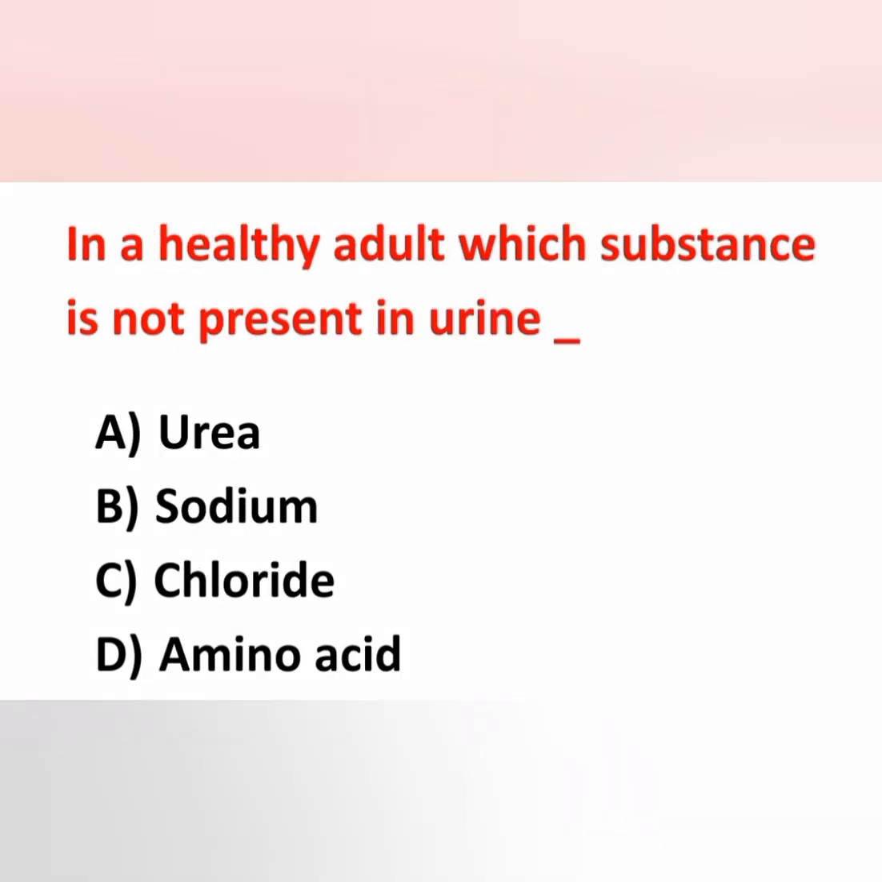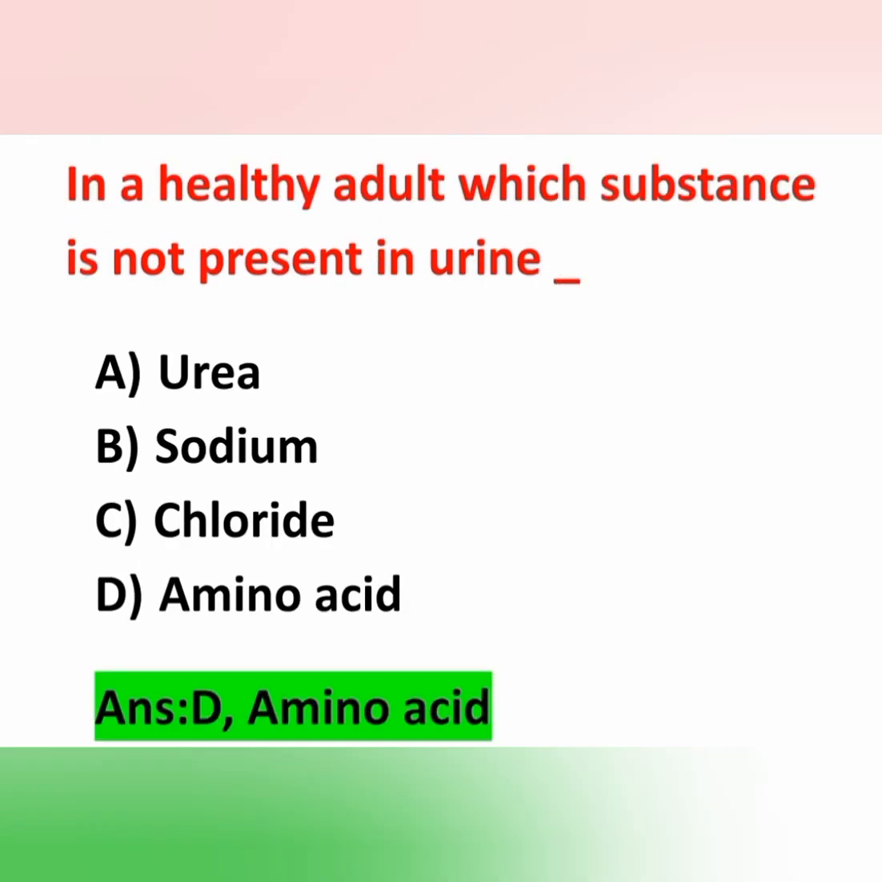The next question: in a healthy adult, which substance is not present in urine? Option A, urea; option B, sodium; option C, chloride; and option D, amino acid. The correct answer is option D, amino acid is not present in urine in a healthy adult.